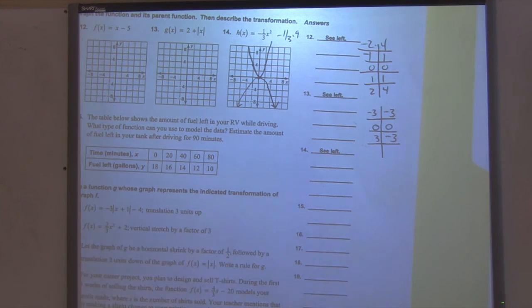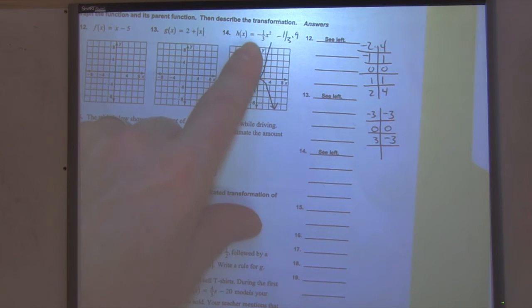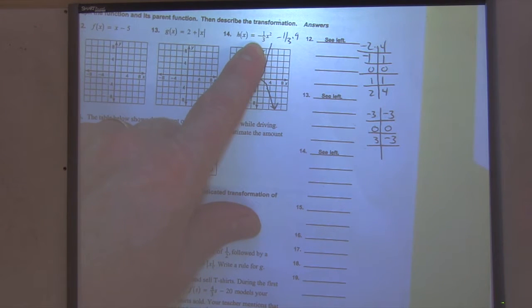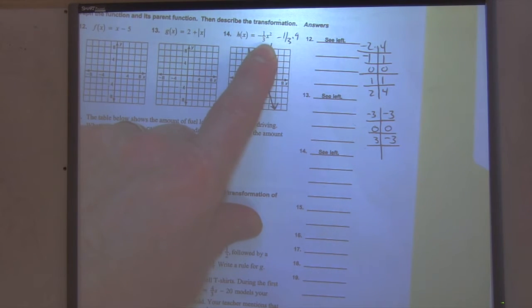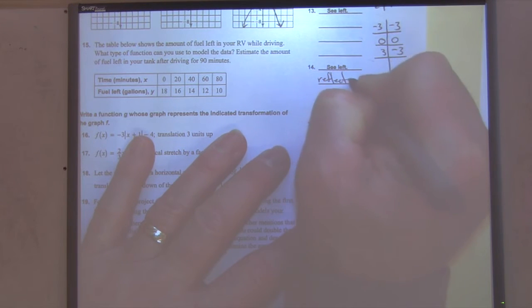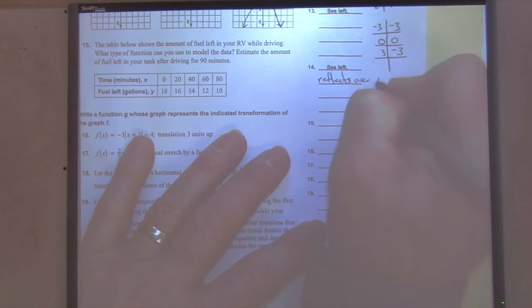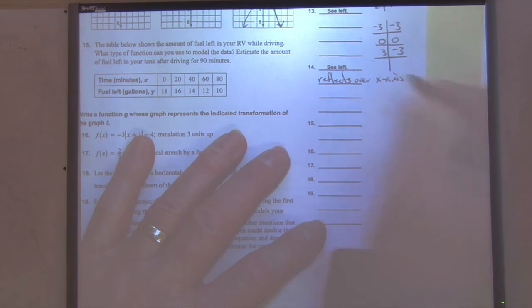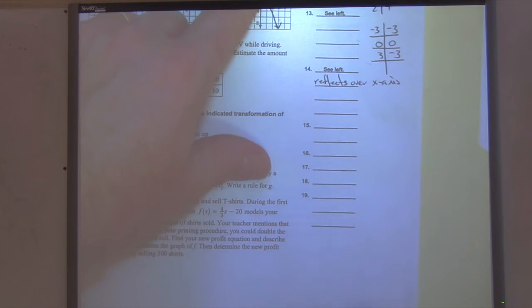But again, if we talk about our transformations, remember the negative sign reflects it, and it's affected the whole function, not just the x, because it's outside. So that would be a vertical, so I would put here reflects over x-axis.